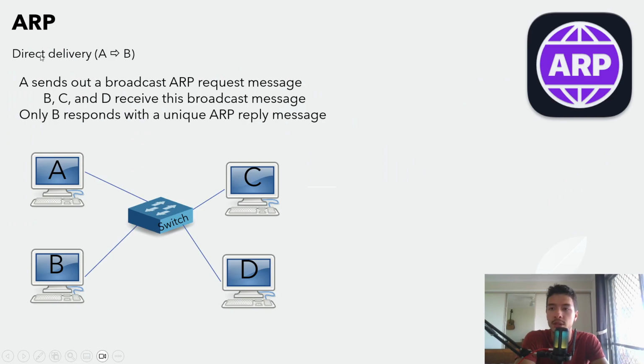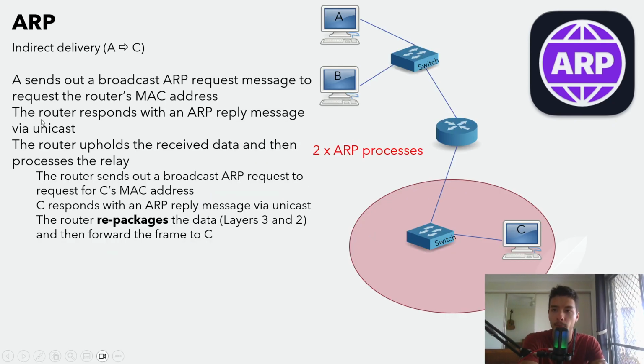So let's say direct delivery from A to B. A sends out a broadcast ARP request message to B, C, and D because you're on the same network connected via a switch. They all receive this broadcast, but only B responds because it knows it's the target when it looks at the MAC address. B responds with a unique ARP message back.